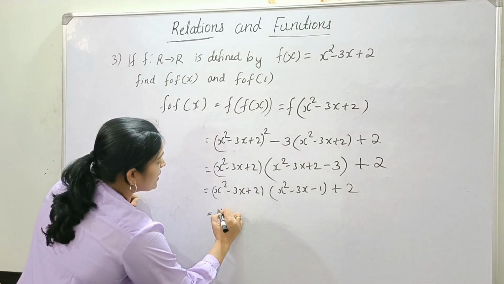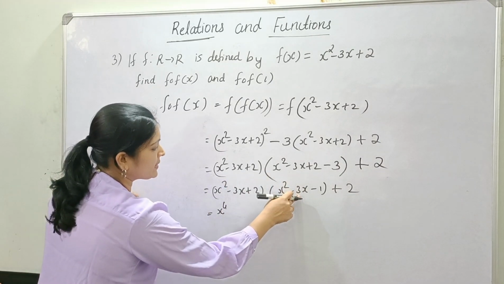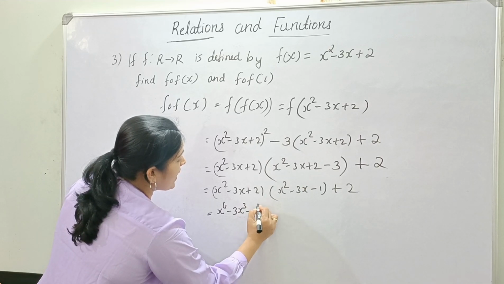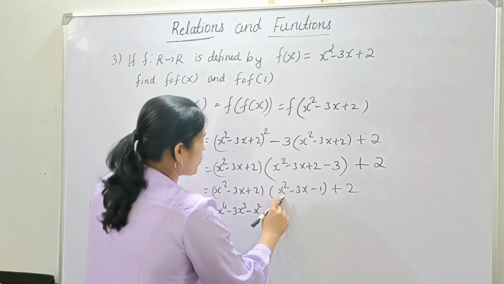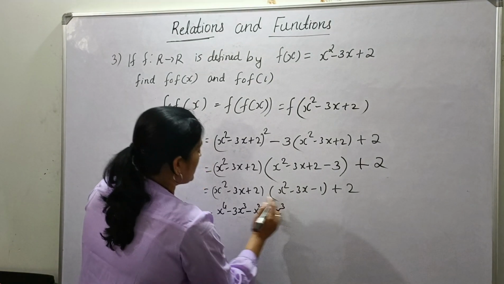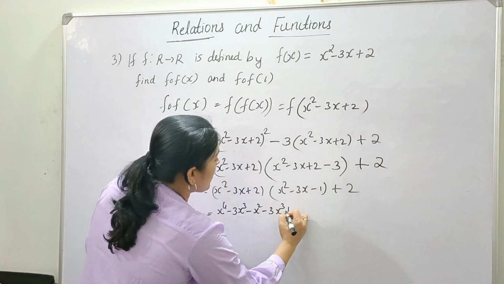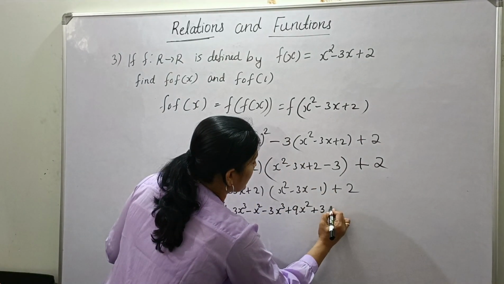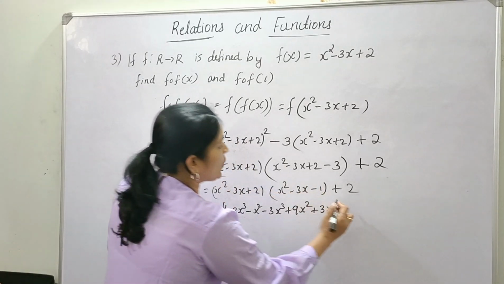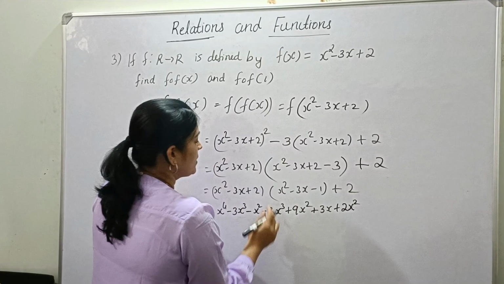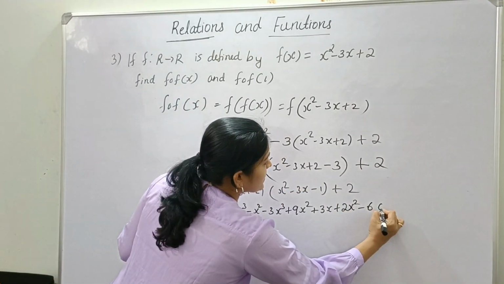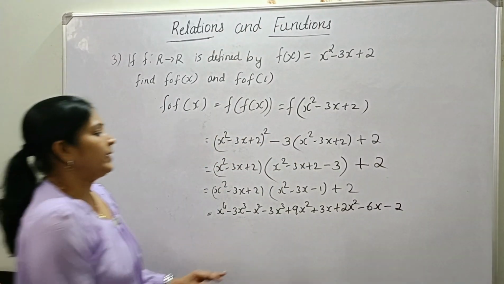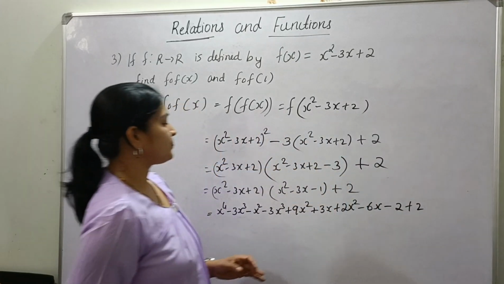x² into x², x⁴. x² into −3x, −3x³. x² into −1, −x². Minus 3x into x², −3x³. Minus 3x into −3x, plus 9x². Minus 3x into −1, plus 3x. And 2 into x², plus 2x². 2 into −3x, −6x. 2 into −1, −2. Then plus these 2.